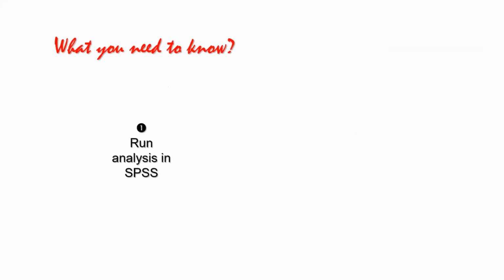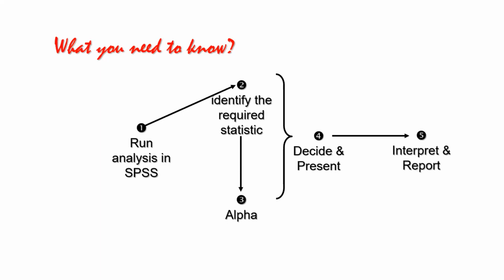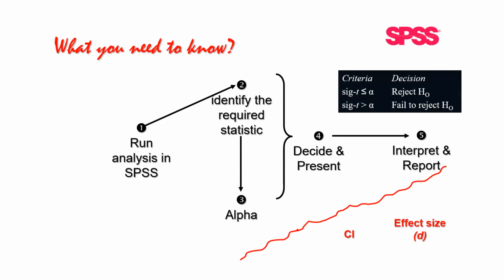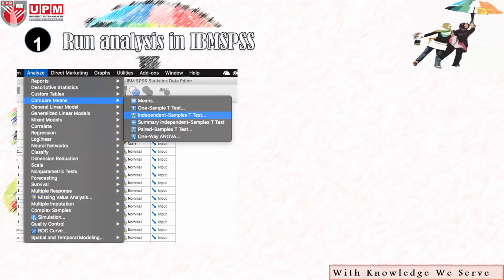Okay. So sama, what we need to know, first run the analysis in IBM SPSS, identify the required statistics, decide on alpha value, make decision and present, and then lastly interpret and report your finding according to APA style. And then you can also report as the option to significant value, you can report the confidence interval, and then you can add more flavor into your description by reporting the effect size, by quantifying how much is the difference.